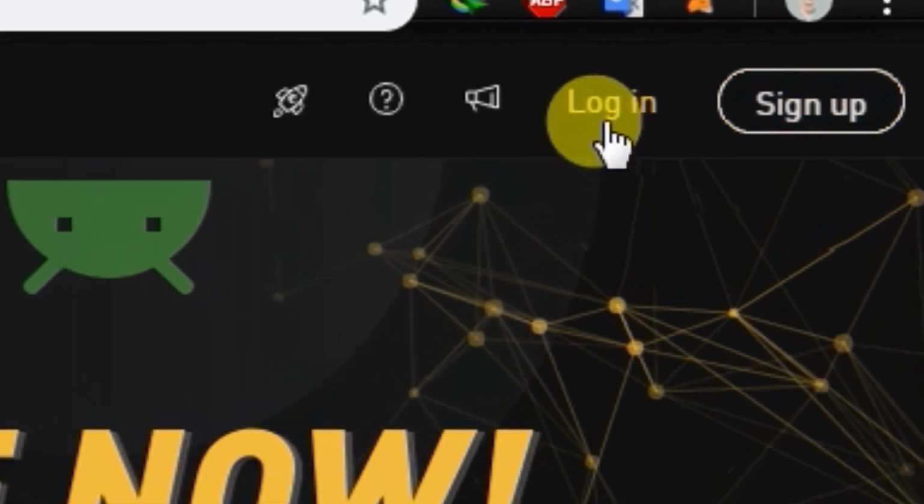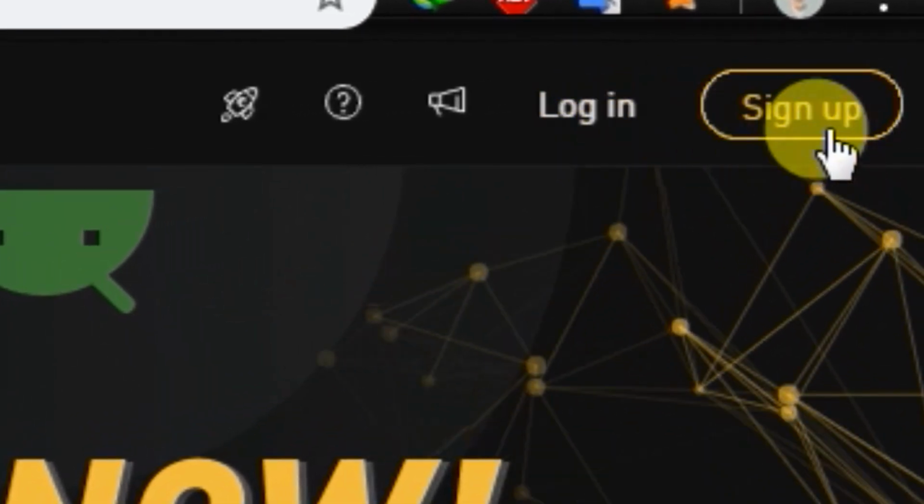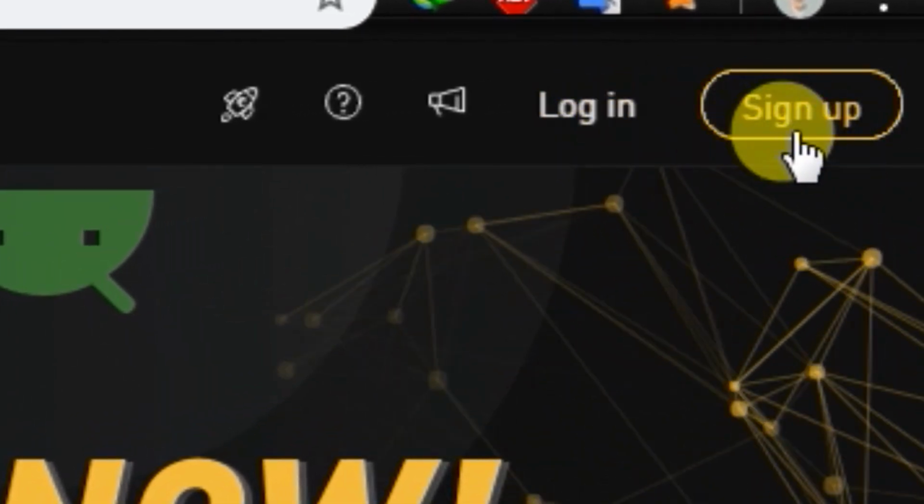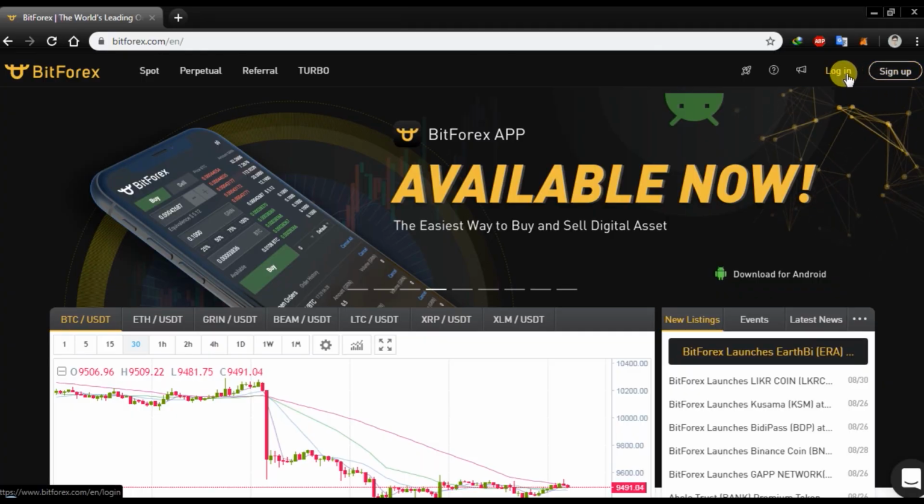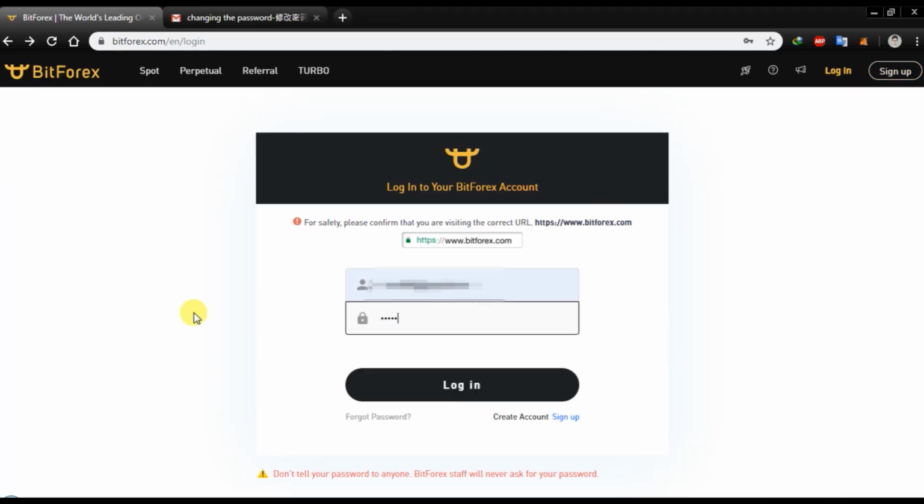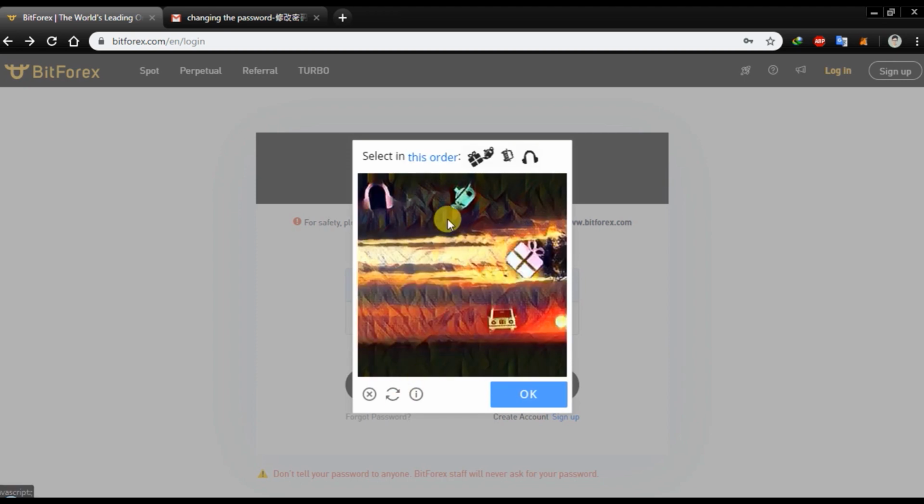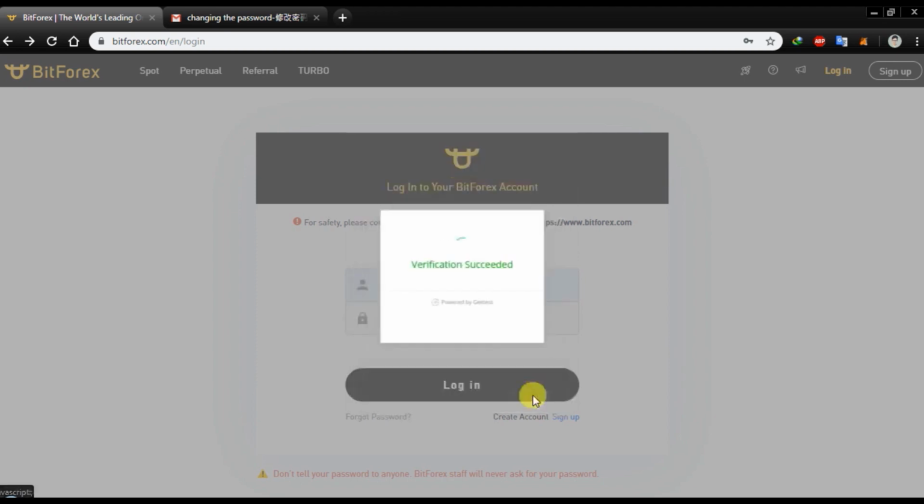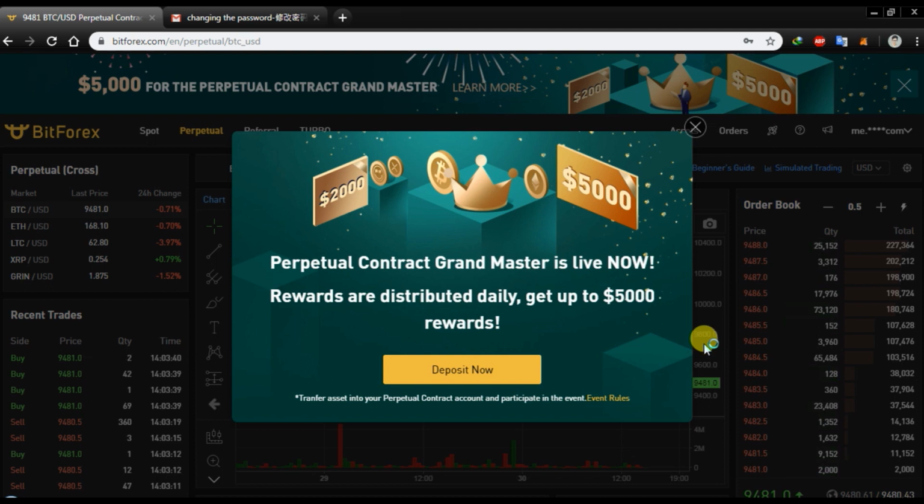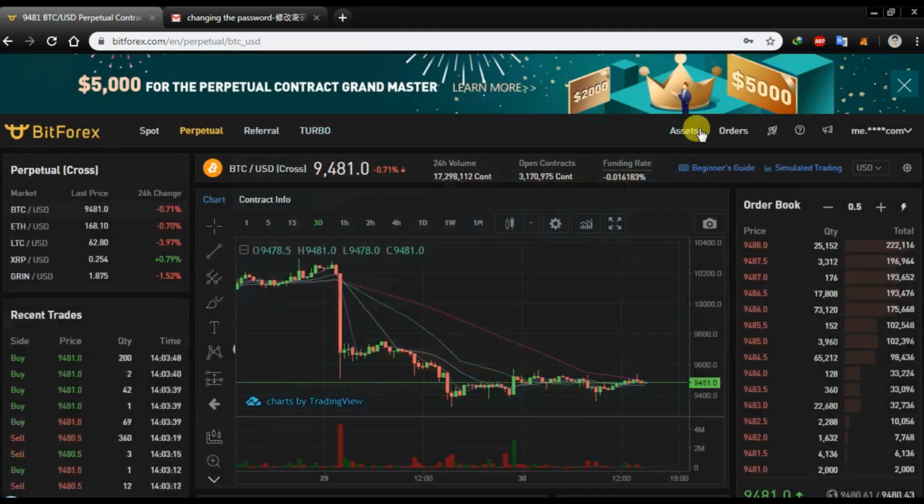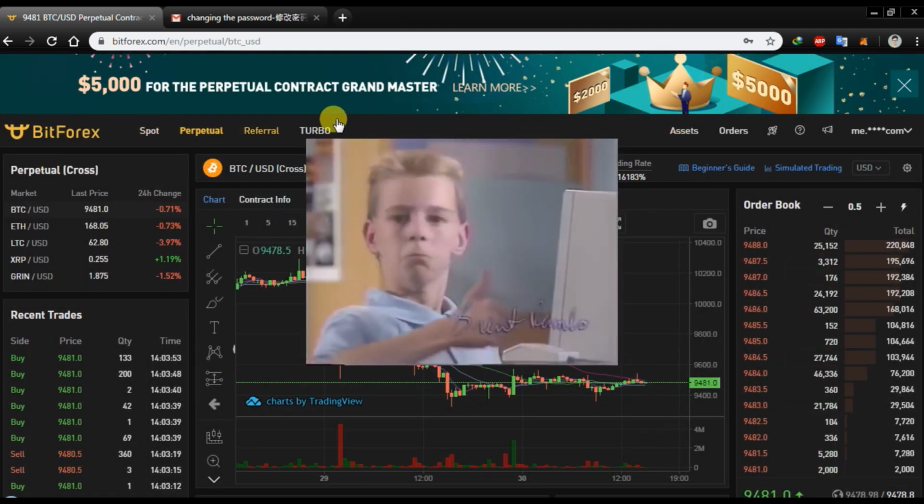Okay, back to topic. If you don't have an account, you have to register first as usual. If you already have an account, you just have to log in. Let's get started. Okay, this is the initial appearance of the Bitforex page.